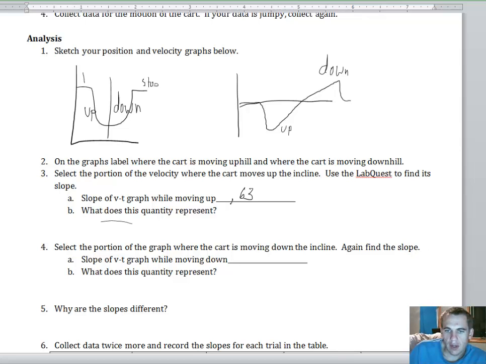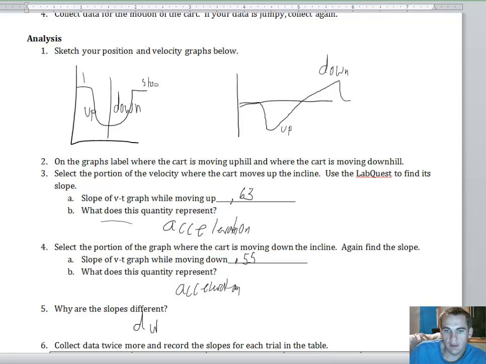And let's see, moving down, I had 0.55. Okay, now these were the slopes of the line. Slope of a velocity-time graph is acceleration. It's change in velocity over change in time, acceleration. And again, this is also acceleration.